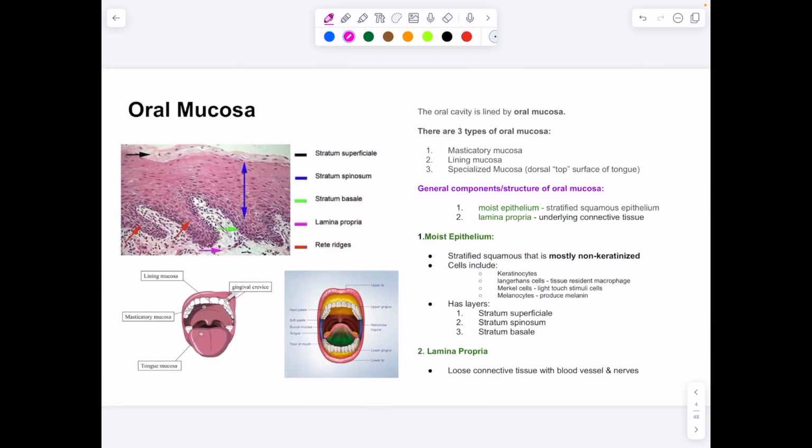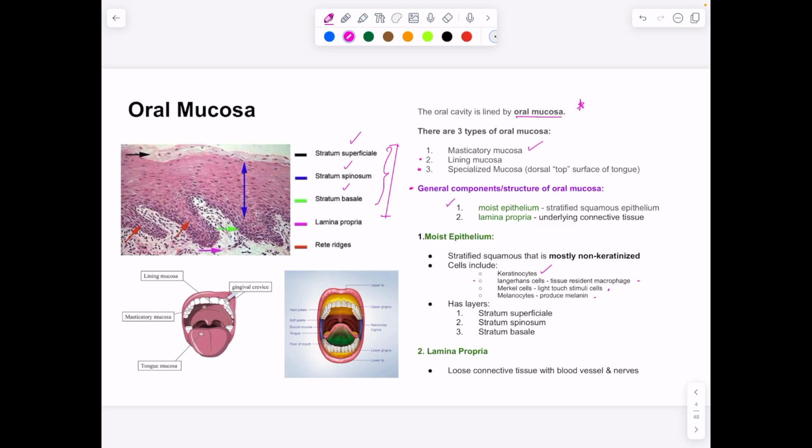So that said, we do have the oral cavities lined by a special mucosa called the oral mucosa. There's three different types. We're going to look at these two during this lab, but we'll mention masticatory mucosa. The general components of all of our oral mucosa is a moist epithelium with three layers: the stratum superficiale, stratum spinosum, and then stratum basale. Then we have our cells inside of these three regions, and this epithelium includes keratinocytes, Langerhans cells, which are macrophages, Merkel cells for touch stimuli, and then melanocytes for melanin.